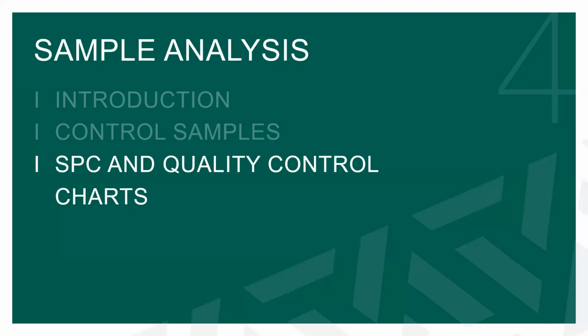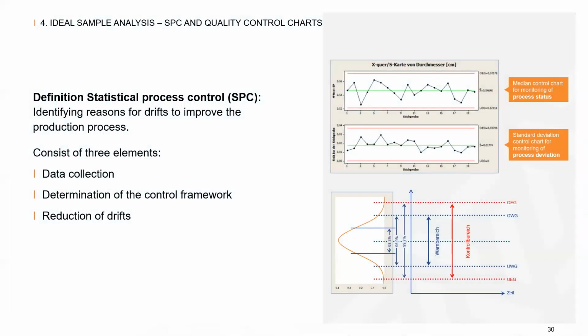SPC and quality control charts. So there are many advanced processes that can be implemented with analytical instrumentation to improve overall processes. One of these processes is SPC. Statistical process control is the means to control the production process by identifying the reasons for drift with the objective of improving the production process.